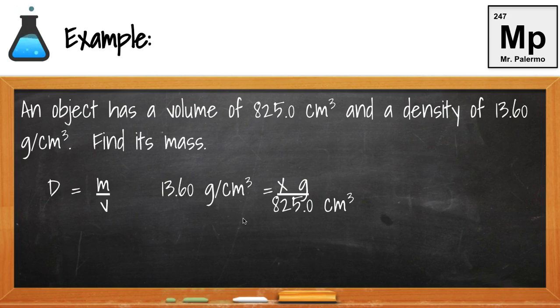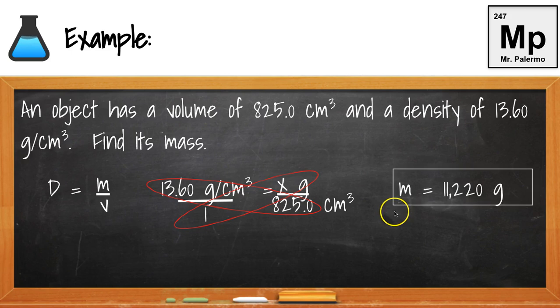So now, how do we solve for this variable on the other side of the equal sign? What we do is we place this over 1, and now we're going to cross multiply. And I would suggest actually even rewriting this next step. So 1 times x is x, and then 13.60 times 825. And that's going to give us an answer of 11,220 grams. We notice that centimeters cubed cancels out, and we're left with what we're solving for, which is the mass in grams.